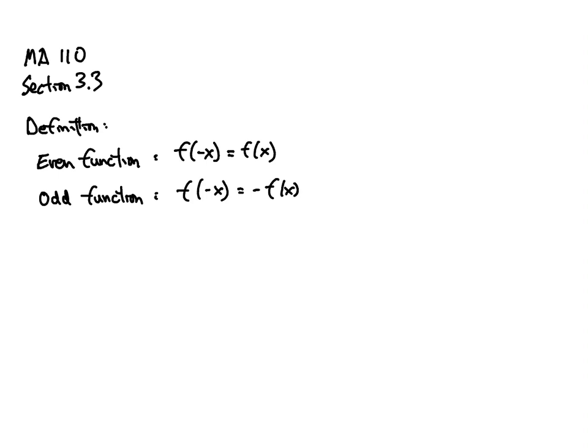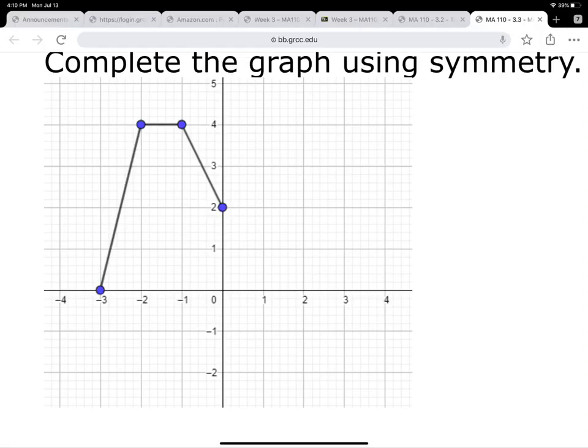By the way, we will be using the even and the odd function definitions combined with symmetry to show if a graph of a function is even or odd. Okay. All right, so the first question, number 2, says part of the graph of an even function is shown. Complete the graph using symmetry.